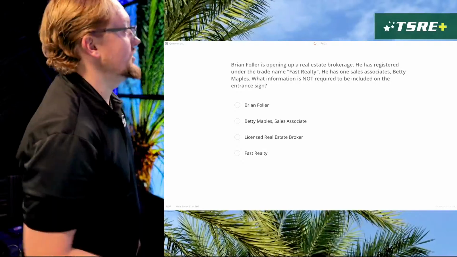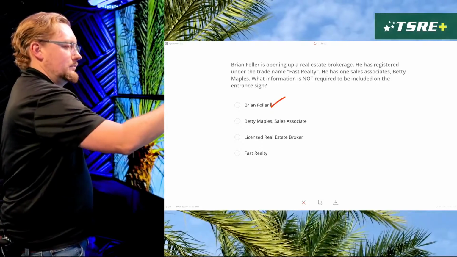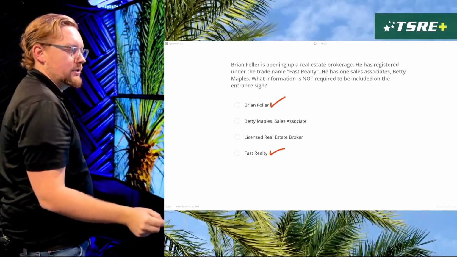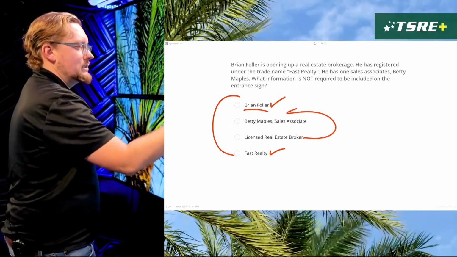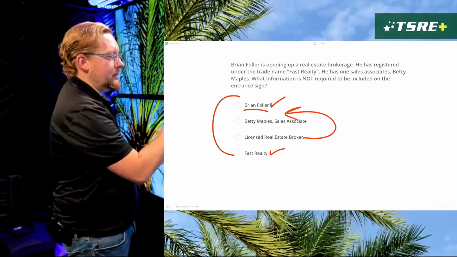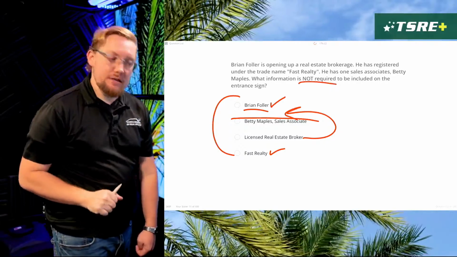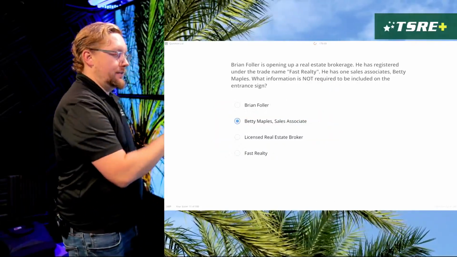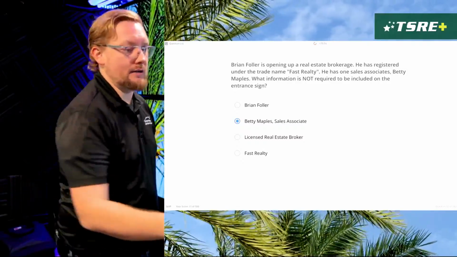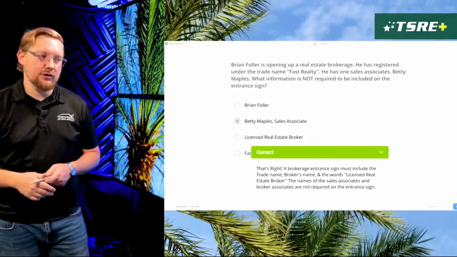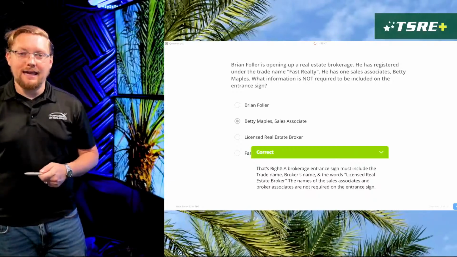So on a brokerage entrance sign, there must be the name of the broker, and above that, really, the name of the brokerage. So you'd have the name of the brokerage, the name of the broker, and then the words licensed real estate broker. Now, in theory, you could put Betty Maples on there as sales associate, and that would be the appropriate way to put her on the door sign if she was going to go on it, but she is ultimately not required to be on there.